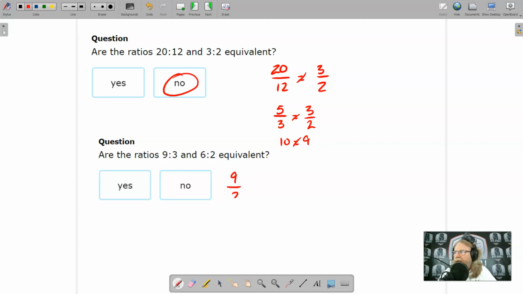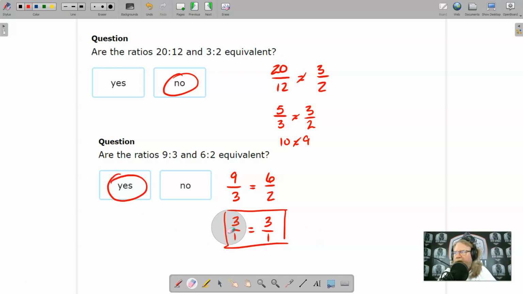9 is to 3 as 6 is to 2. Well, 9 over 3 will simplify to, what? 3 over 1, right? 3 over 1, divide them both by 3. And 6 over 2, well, divide them both by 2. 6 divided by 2 is 3. 2 divided by 2 is 1.